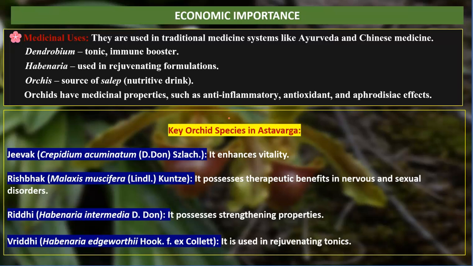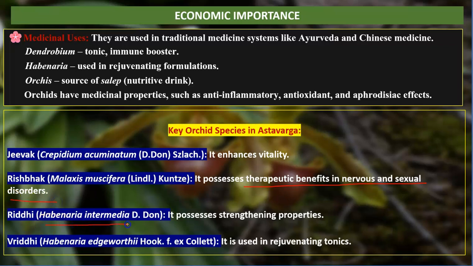In Ashtavarga, key orchid species are used, like Crepidium acuminatum as Jeevak. The local name is Jeevak and it enhances vitality. Malaxis muscifera, the vernacular name or the local name is Rishabhak. It possesses therapeutic benefits in nervous and sexual disorders.